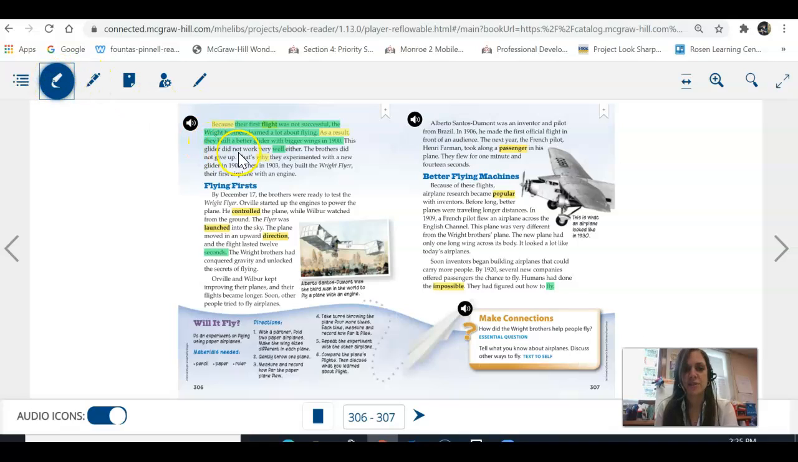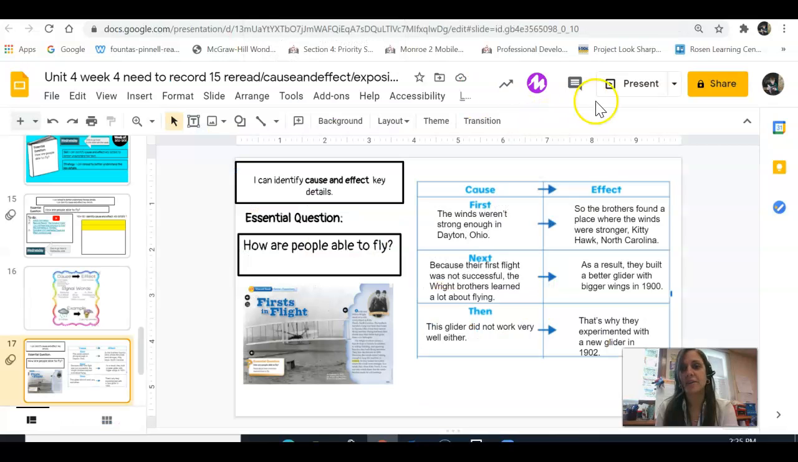So I always like to ask myself, what happened? The Wright brothers experimented with a new glider in 1902. Why did they do that? Because the glider that they built in 1900 did not work very well. Let's record that on our graphic organizer.